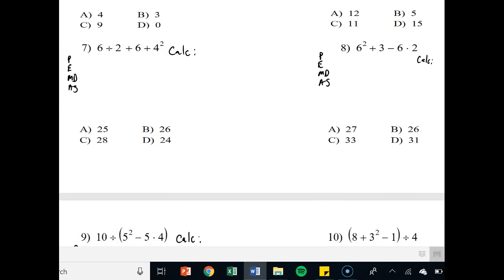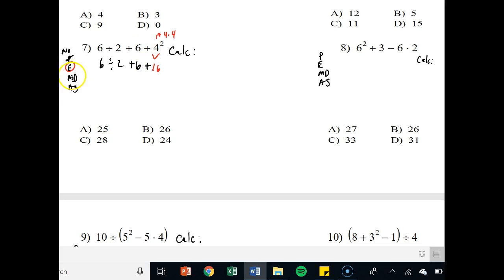Last one I'm going to do with you is number 7. We got no parentheses, but we do have exponents again. And remember this, 4 squared is not 4 times 2, but 4 times 4, right? So that's our first step, was our exponents. It was 16. We dropped down everything else. 6 divided by 2 plus 6. Don't forget your plus sign, plus 16 now.